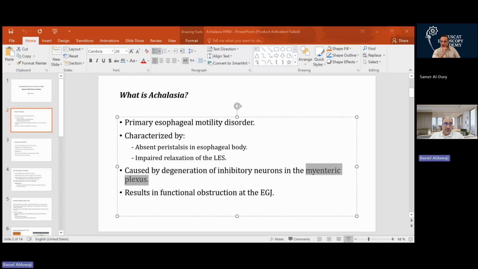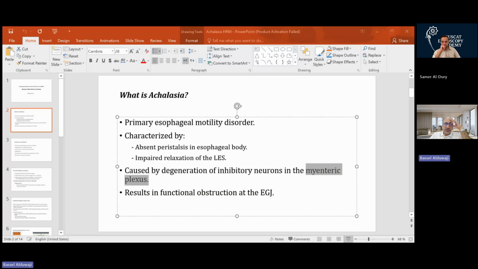Now, this is what it is. Symptoms, as I said, usually include dysphagia. It could be solid and liquid. Sometimes it's only solid, but in most cases it will be solid and liquid. And also regurgitation of undigested food, and also, as I said, chest pain. Patients may start to lose weight, and they may feel heart pain.